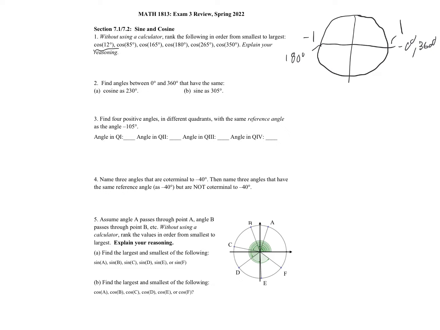Cosine of 12 is here, so cosine of 12 will be pretty large, and then cosine of 85 is about over here, so it'll be about halfway-ish. Cosine of 165 is around here, so that is very close to 180. Cosine of 180 would be this line right here. So immediately we know that cosine of 180 would have to be the smallest at -1.